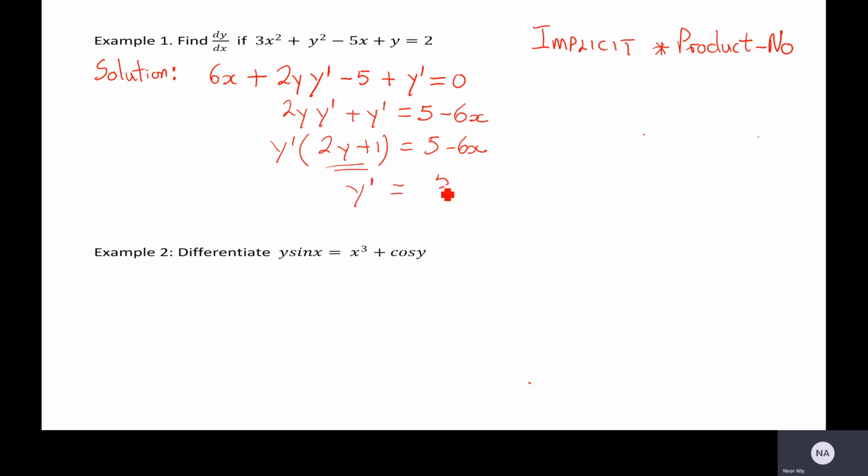y prime is 5 minus 6x, divided by 2y plus 1. There you have your derivative.